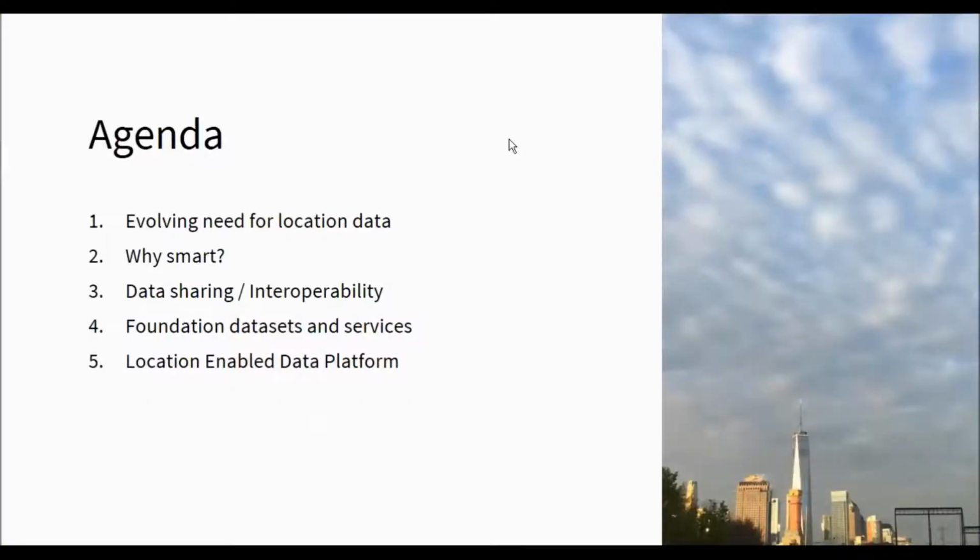So I'm going to go through 5 elements today. First of all, I will be talking about the evolving need for location data. Then I will focus in on the notion of smart cities and answer the question of why smart is important for geospatial. I'm going to talk about data sharing and interoperability from a geospatial perspective, shed some light on foundation datasets and foundation services, and then bring it all together in terms of a location-enabled data platform. For each of these five items, I'm going to draw out 3 particular points in a summary slide as we go along. So let's get started.